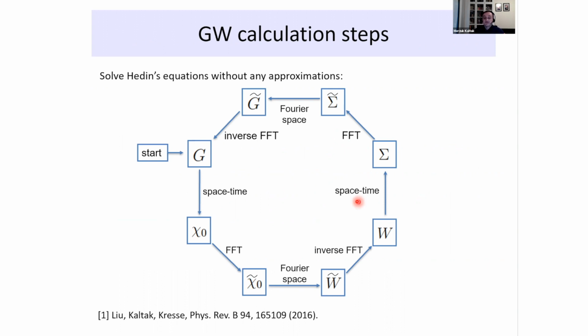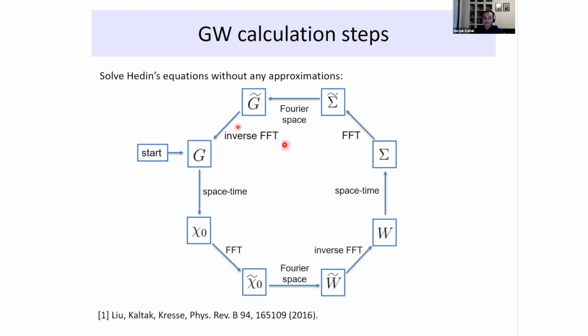So you start here with the Green's function in the space-time domain. Then you build the polarizability in the same domain with the product of 2 Green's functions. Then you make a fast Fourier transform to reciprocal space and frequency domain. Solve in this space the Dyson equation for the screened potential, and then reverse the operations to end up with the self-energy and so on until you have an updated version of the Green's function where you can close the loop here.